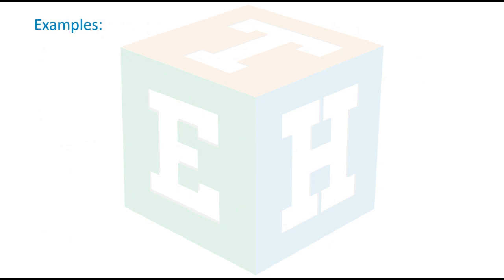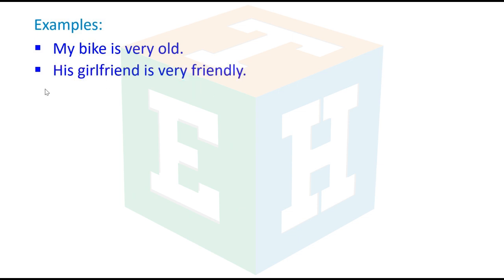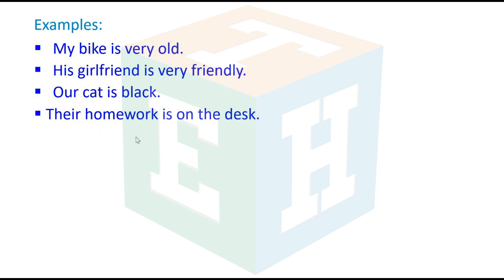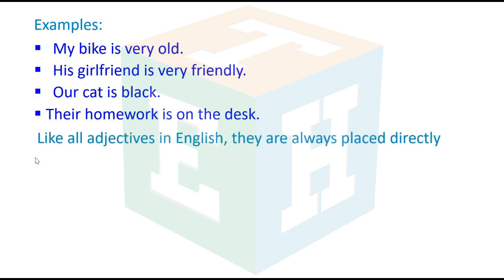Examples. My bike is very old. His girlfriend is very friendly. Our cat is black. Their homework is on the desk.